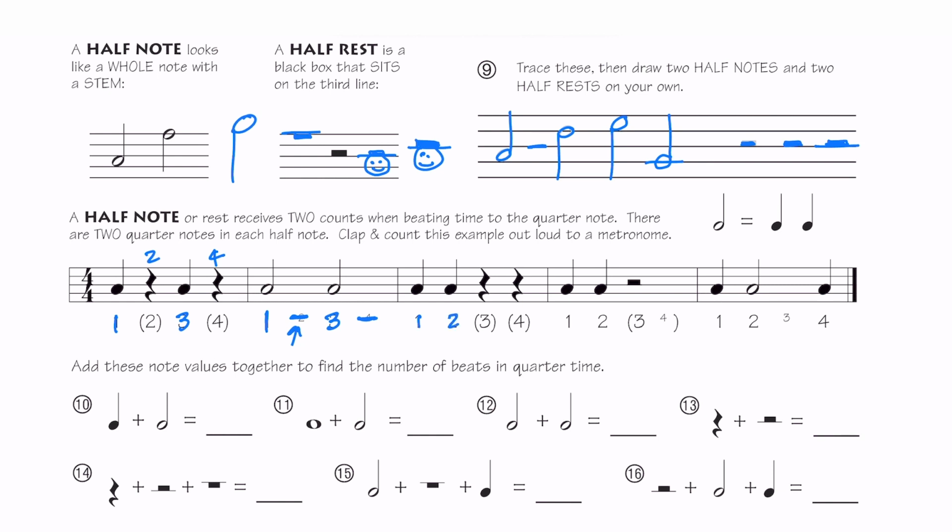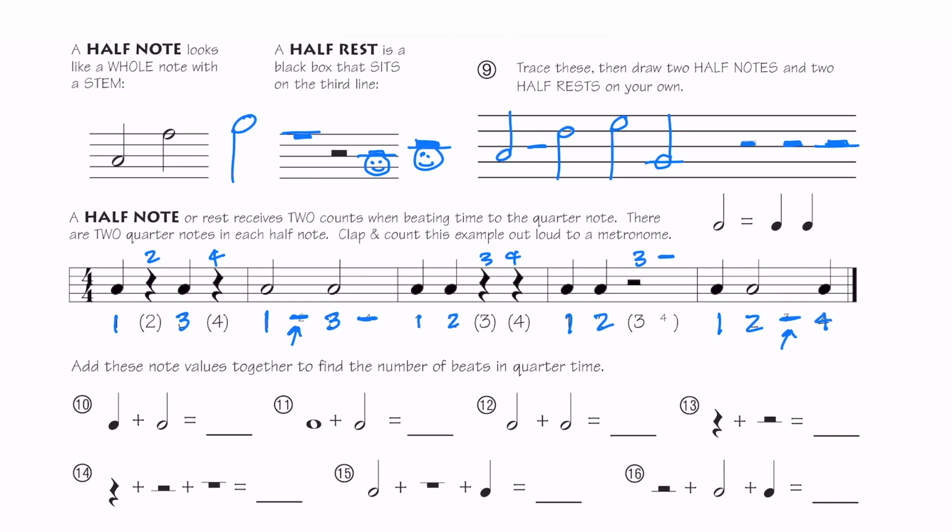So 1, 2, 3, 4. 1, 2, 3. Okay. I use the dash even on a half rest to represent 4. 1, 2. That would be a count 3, and then I play on 4.